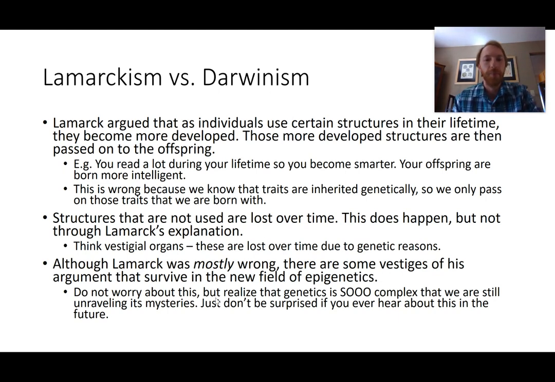And this last point, don't be surprised if you hear something called neo-Lamarckism floating around, maybe in college. Lamarck was mostly wrong in the way that he explained how things were inherited, but there are some traits that might be inherited in a Lamarckian fashion. Most traits aren't, but there's this really cool new field of genetics called epigenetics that shows that some things that you acquired during your lifetime may actually be passed on to your offspring. But don't worry about it for this class. Really cool field of work. I can point you to some resources if you're interested, because it is really interesting.